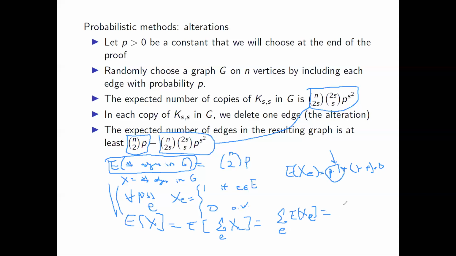It's just p because the other term zeroes out. So we get the sum over e of p. And again, e is being summed over the possible edges. So there are n choose 2 possible edges because there are n vertices. So we get n choose 2 times p. So that's how we got that first term, the n choose 2 times p. And the term that's being subtracted, we already explained how we got that. So when we do this alteration, the expected number of edges in the graph that we get is at least n choose 2 times p minus this quantity, the n choose 2s times 2s choose s times p to the s squared.